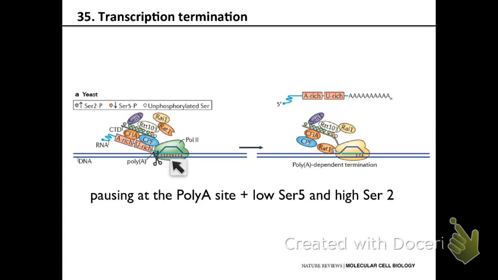Okay? What does this actually remind you of in terms of prokaryotic transcription termination? Do you also find a stretch of A's? Yes? And why was that?